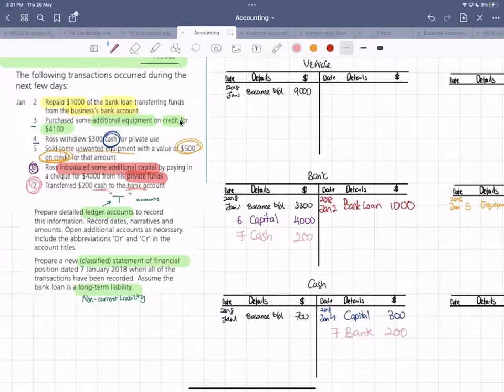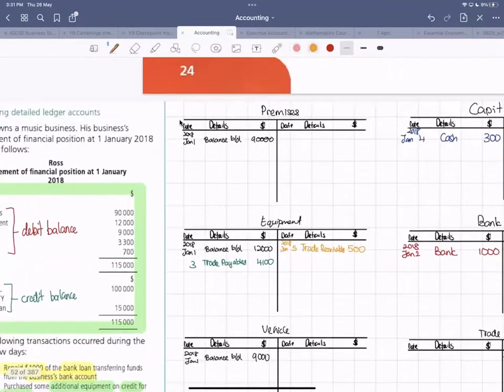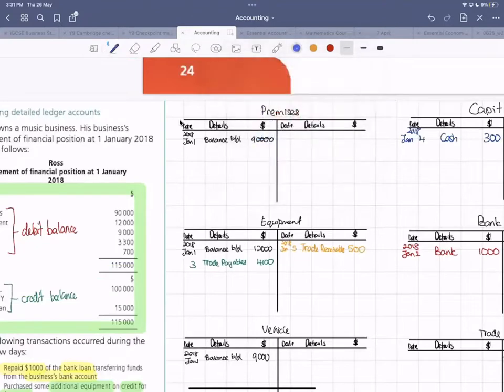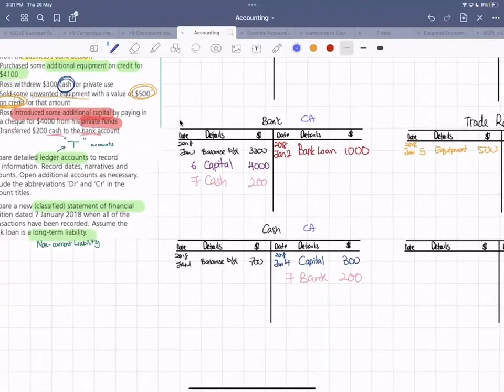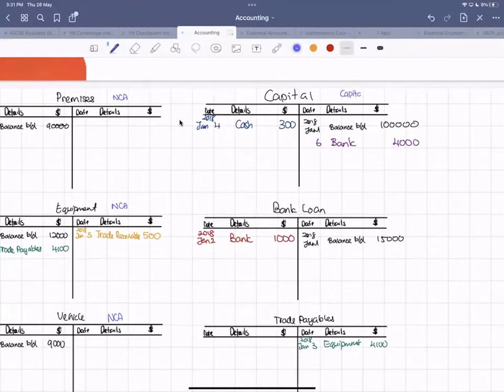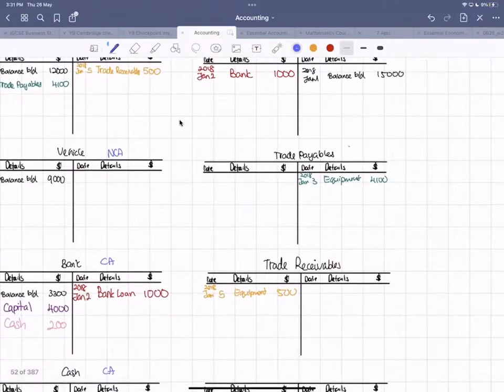So now we need to create a classified statement of financial position. So we have to label all of them. If it is a long-term asset, we're going to call it non-current asset. So I'm just going to start labeling all of them in this color. So this is a non-current asset, vehicle, non-current asset, bank, current asset, because we use them very often, cash, current asset, ups and downs very often, capital is capital, bank loan, they said it's a non-current liability because it's long-term. Trade payable is a current liability, trade receivable is a current asset.